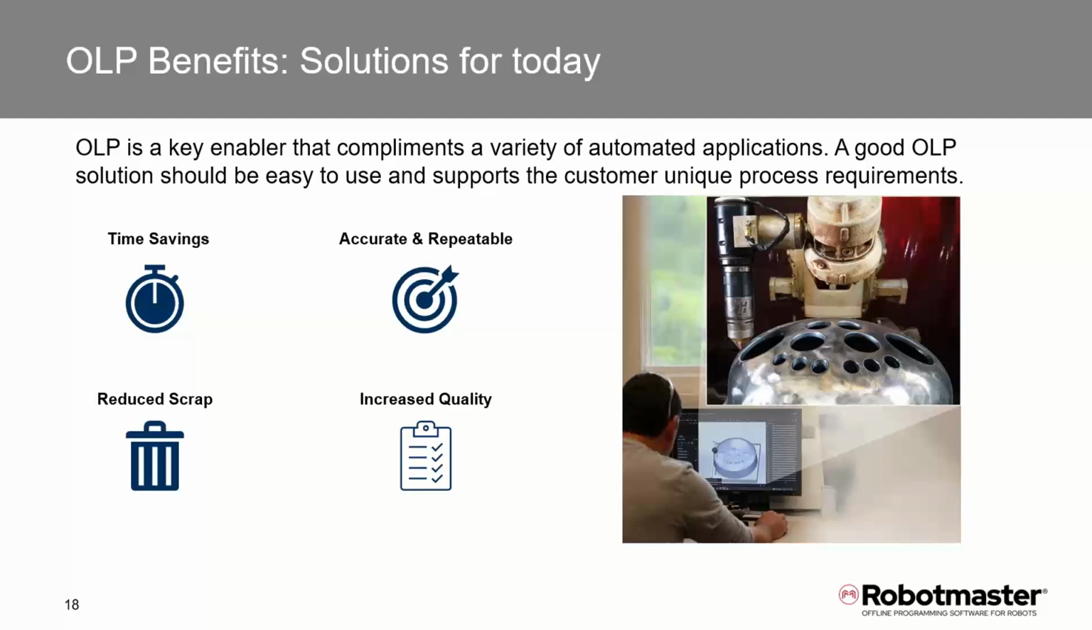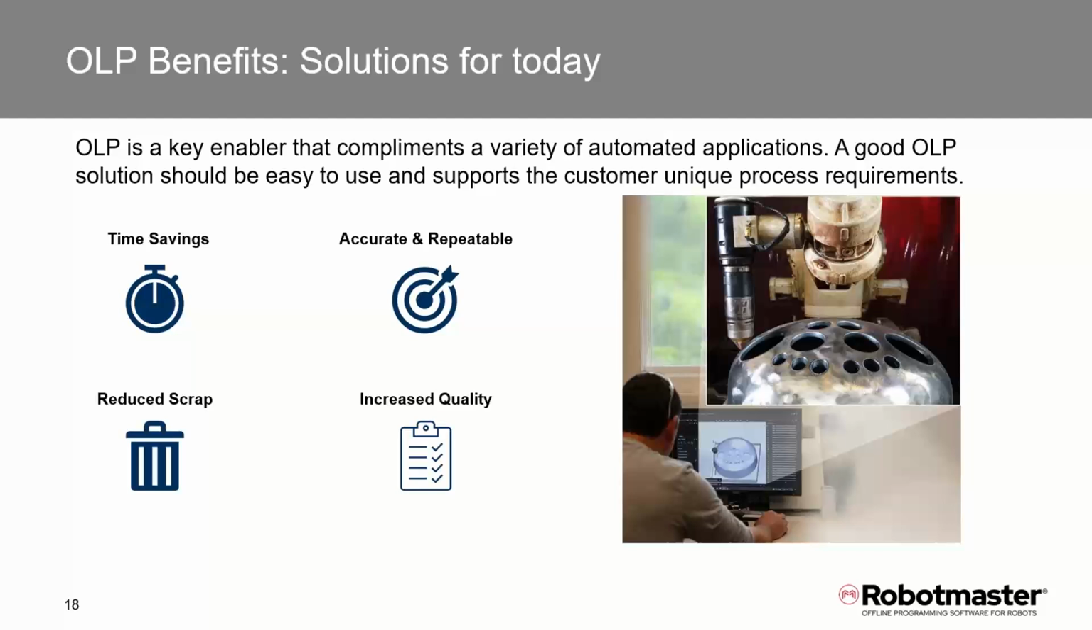Then we look at a reduction in scrap. As I mentioned, a good offline programming solution includes path planning capabilities, but it should also include the ability to simulate the entire process. As I create my program, I want to simulate the process and detect any possible costly collisions as well as robotic errors. And additionally, I want software that has functionality to help me come up with efficient solutions to those problems.